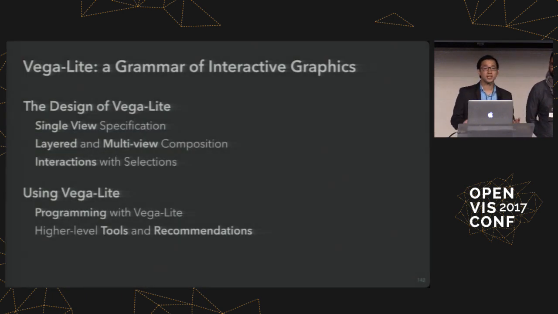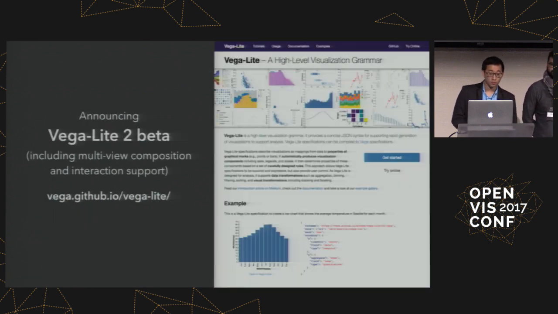To summarize, in this talk, we have shown you the design of Vega-Lite, which includes building blocks for specifying a broad range of single views and composing them into interactive multi-view graphics. We have also shown that Vega-Lite can be used directly as a programming tool, either on the web or via wrappers. And finally, Vega-Lite can enable graphical user interfaces and recommendation in a system like Voyager. Today, we are happy to announce that we are releasing Vega-Lite 2 beta, which includes our multi-view composition and interaction support that you have seen in this talk.